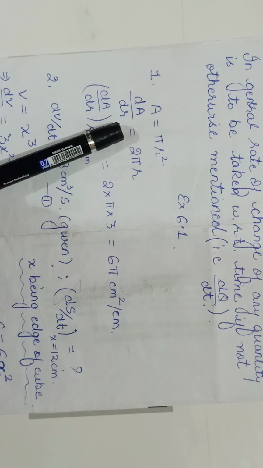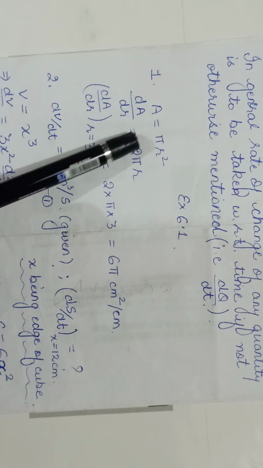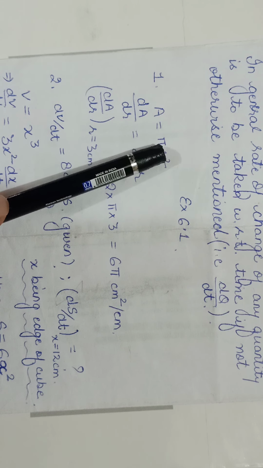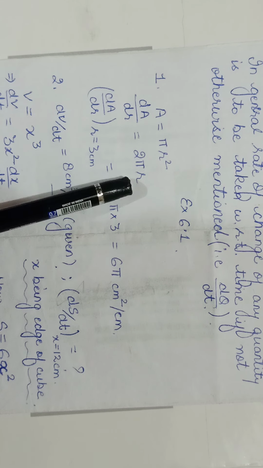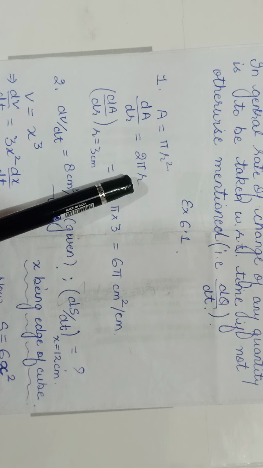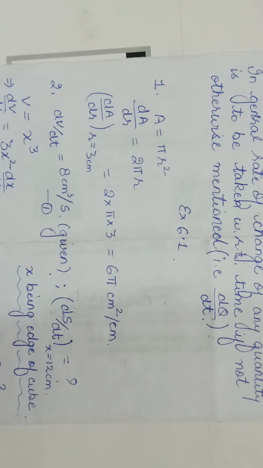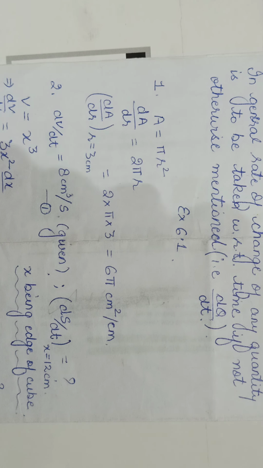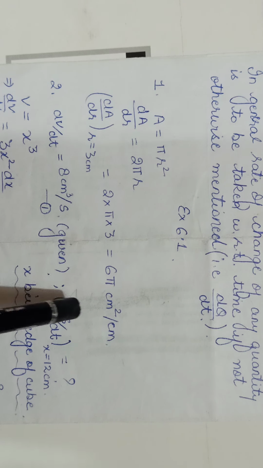So dA upon dr will come out to be, you know how to differentiate. Pi is a constant, r square derivative will become 2r. We are differentiating with respect to r, and that's the variable out here. Okay, so this is all in your derivative. And you were asked this dA by dr when r would be 3 centimeters. So put the value of r as 3.